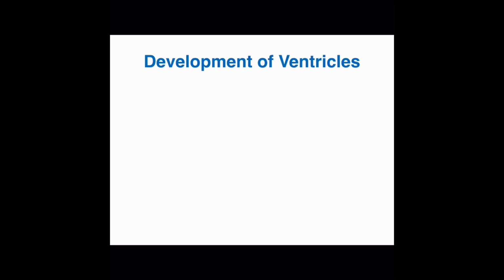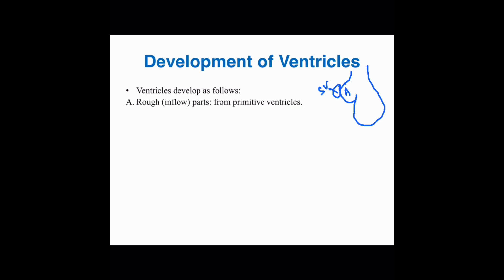Okay, so that is AV cushion. Now development of ventricle. The development of ventricle starts with the primitive ventricle. So this is primitive ventricle. On its posterior aspect this is developing atria, and posterior to that this is sinus venosus. Okay, so now from the wall of primitive ventricle a muscular septum appears.